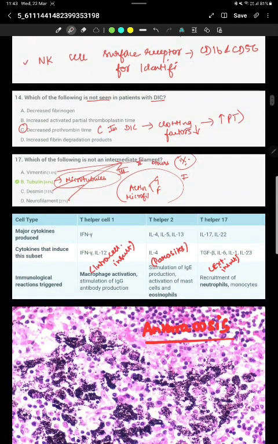Okay, and which of the following is not seen in DIC? See, in DIC, everywhere the platelets are going to get activated, and all your coagulation clotting factors are going to get used up. So whenever that is getting used up, ultimately what will happen? Your prothrombin time will be increased. But here what is given? Decreased prothrombin time. So that is not going to happen. Okay, increased APTT, yes. Decreased fibrinogen, yes. Increased fibrin degradation products, yes. Obviously, that is the main sensitive marker, right?